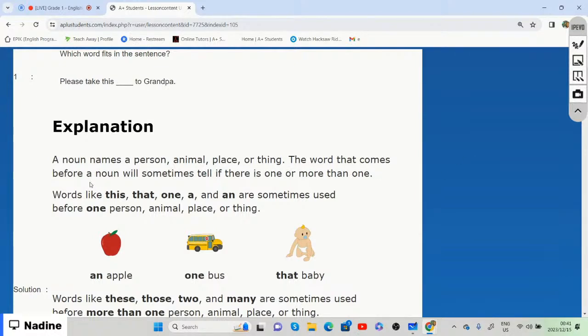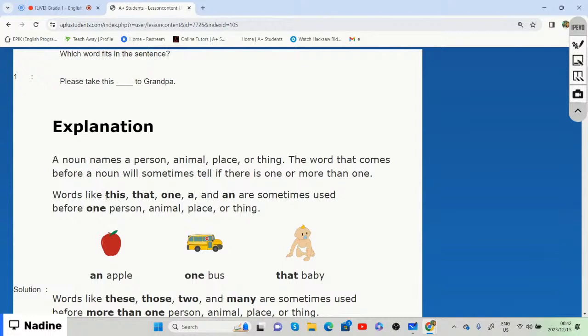And the word that comes before a noun will sometimes tell you if there is either one or more than one, right? So that will be the word that comes before the noun. Sometimes the word before the noun will indicate if there is more than one or if there's just one of something.